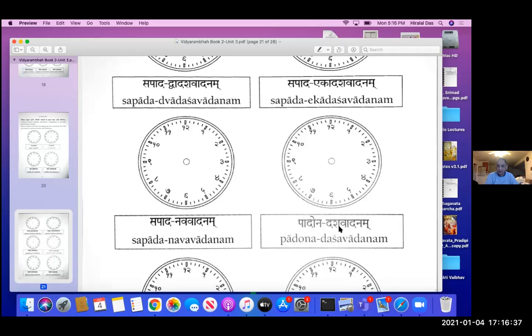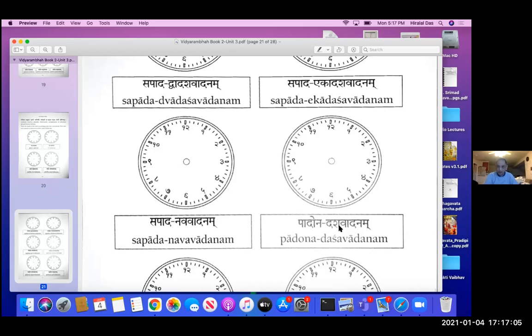Samruddhi, would you like to try? Sure. Padona Dasvadanam. Padona is 15 minutes less. Dvadasham is 12, 15 minutes less than 12. Yes, Dasvadanam, not 12, das is 10.